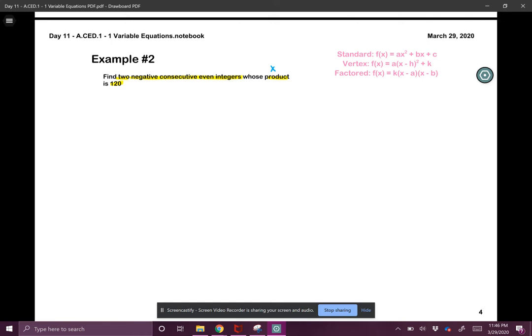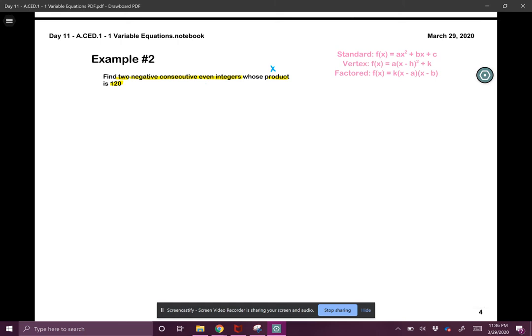So we did do questions like this in Unit 2, but in that case, we were adding them since it was our linear unit, and now we're multiplying them. But the process is still the same. So 2 negative consecutive even integers. If we have 2 consecutive integers, that implies that they're 2 numbers next to each other, and in this case, even, like 10 and 12 or 8 and 10.